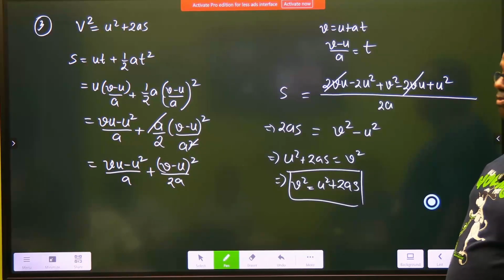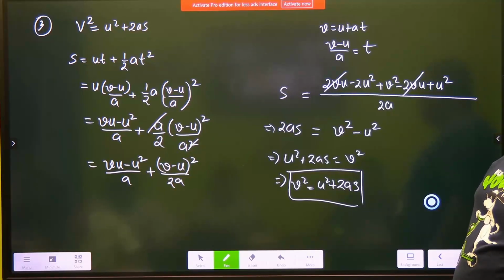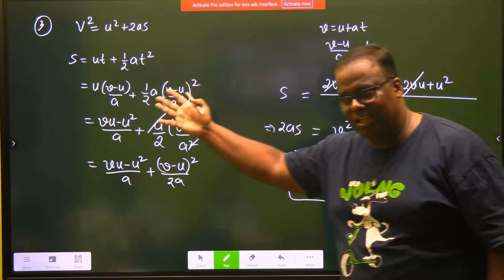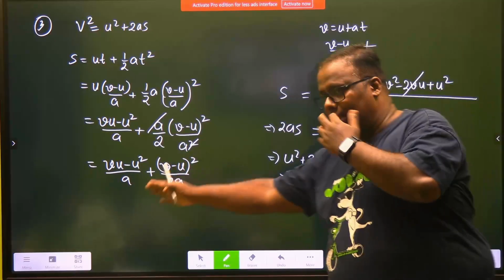First start with V equal to U plus AT. Then abolish V. Then get S equal to UT plus half AT square. Then abolish T. Just you have to be a little bit careful out here. 2A and A, the LCM is always 2A.